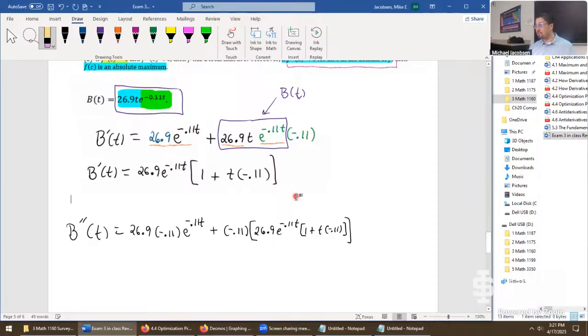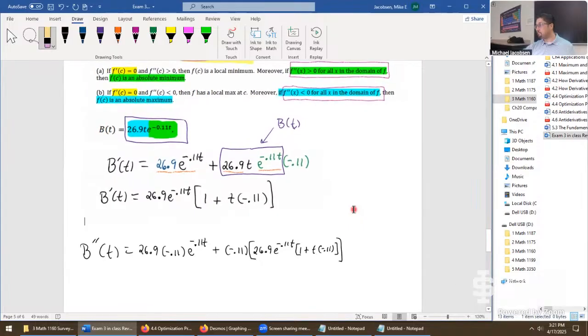Any questions on getting down to that second derivative so far? You can just do 26.9, and then you cancel off the negative 0.11, and keep the exponential. Oh, it would end up being the same thing. Yeah, it looks like there's lots of ways to do this kind of result.